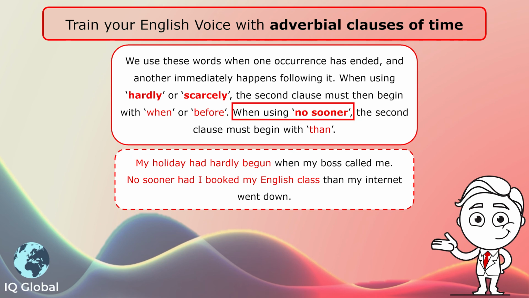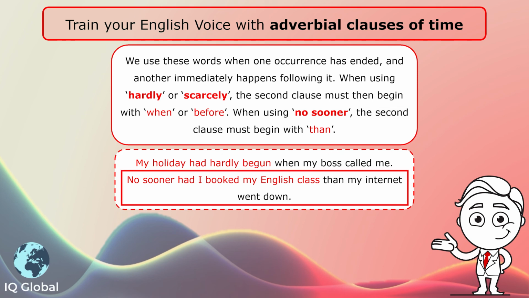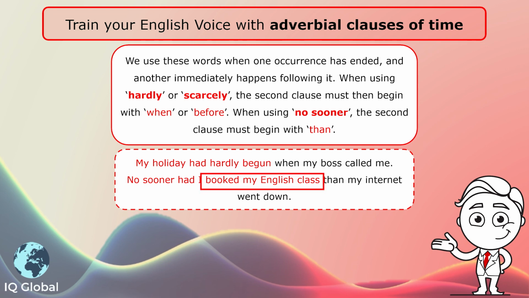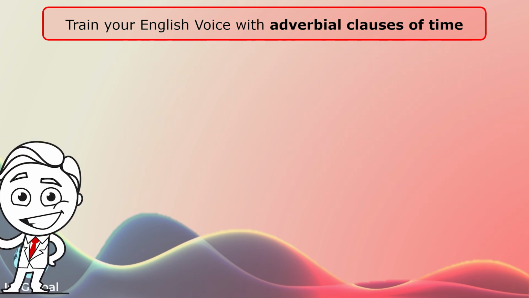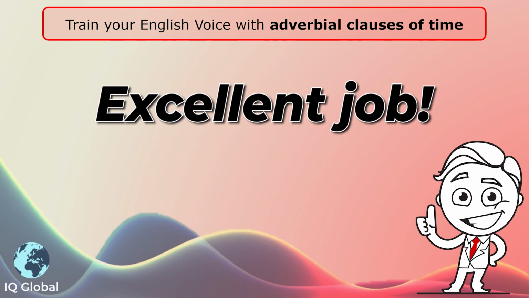When using no sooner, the second clause must begin with than. The last example: no sooner had I booked my English class than my internet went down. In both these examples, one occurrence has ended, booked my English class, holiday had hardly begun, and then a second occurrence occurs immediately following it: my internet went down, my boss called me. And that's how we use adverbial clauses of time.